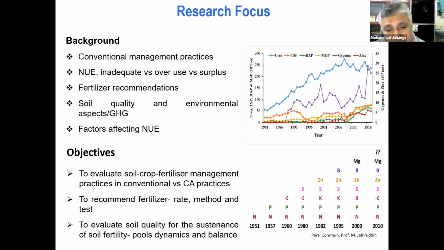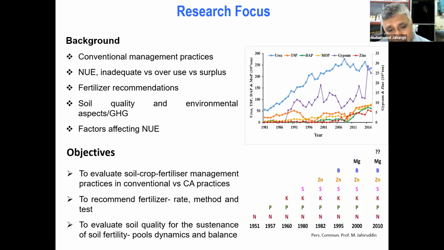What should be the advanced practices? Sometimes conservation agriculture practices, sometimes people are using biochar, sometimes people suggesting integrated nutrient management using organic amendment, and also composting is another approach. In Bangladesh, we now use vermicompost, trichocompost, many other composts.